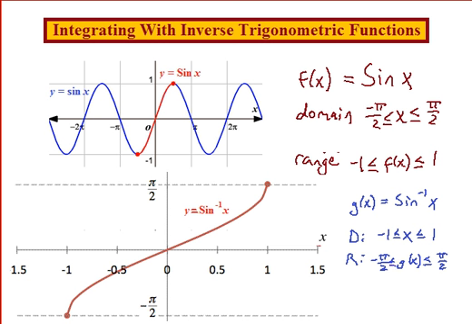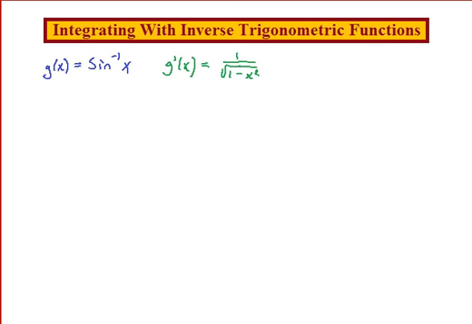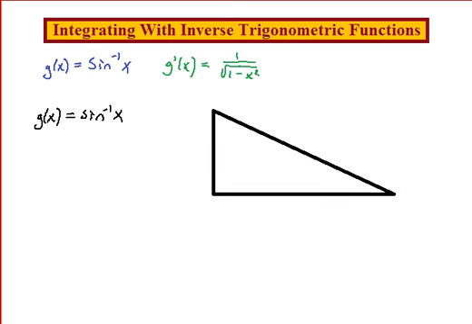Furthermore, this function has a derivative, g prime of x, and it is equal to 1 over the square root of 1 minus x squared. Let's take a quick look at where this comes from. So we'll take a look at a geometric argument for the definition of that derivative. Let's start with a definition. G of x equals inverse sine of x and a right triangle to help visualize the idea.